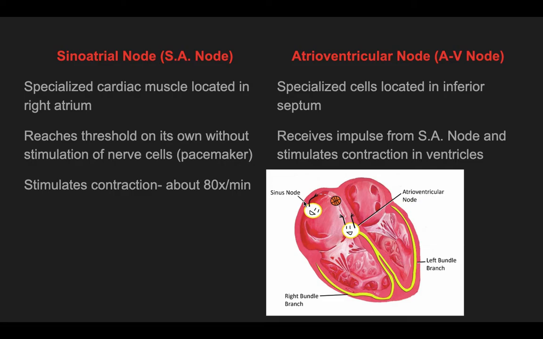It's going to reach its threshold on its own without stimulation from nerve cells. So this is our original biological pacemaker, the SA node. This is going to initiate the contraction. So it reaches a threshold.